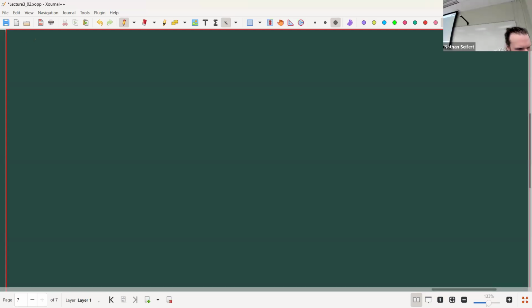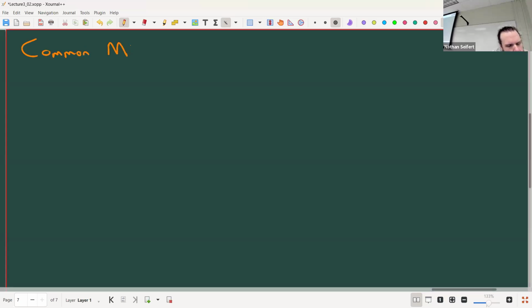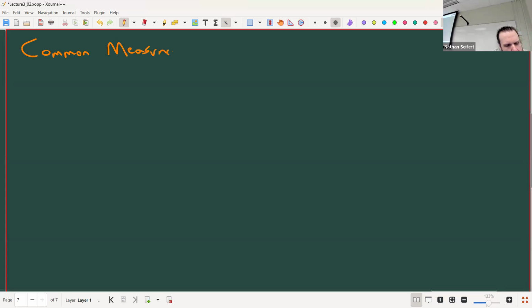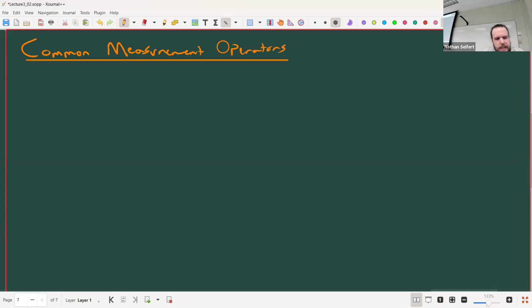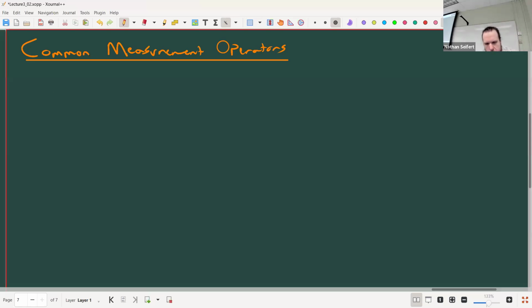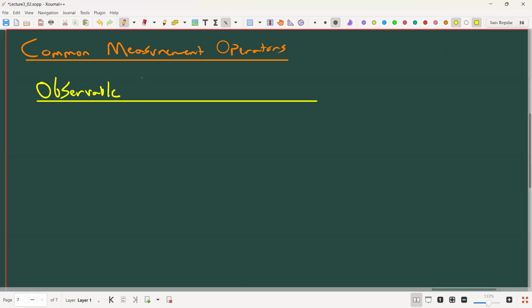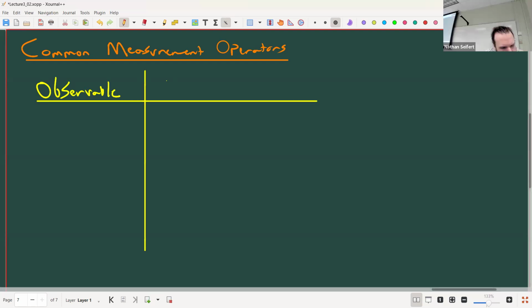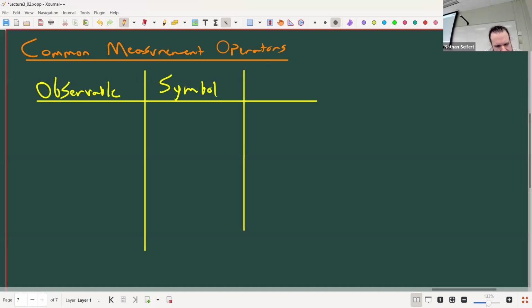So some common operators for wave functions. I'm just going to write down a couple, and we'll finish it up on Monday. Common measurement operators, and on Monday we'll talk about how to use them. I just want to give you these operators. I'm going to make a quick table. We're going to think about the observable that we want to measure, and I'll make a symbol for that observable, and then the operator.